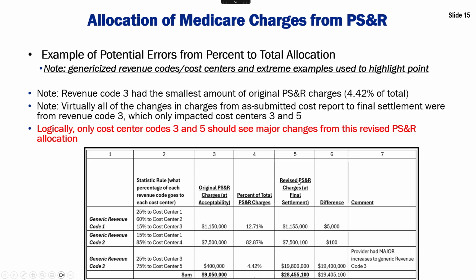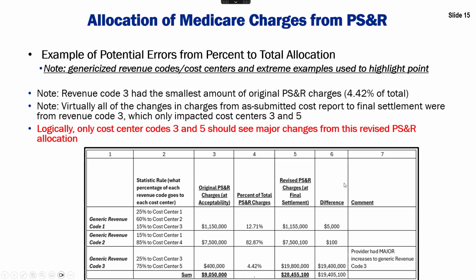Now, column 5 here shows what the revised PSNR charges are at final settlement. If you notice the first two revenue codes, they barely changed, by $5,000 and $100 respectively, compared to $1 million. That's a very minor change. But revenue code 3, for whatever reason, and again, this is unlikely to happen in reality, went from $400,000 to $19.8 million. So that had a $19.4 million increase, and the total Medicare charges went from $9 million to $28.4 million. So that's what's going to drive this discussion.